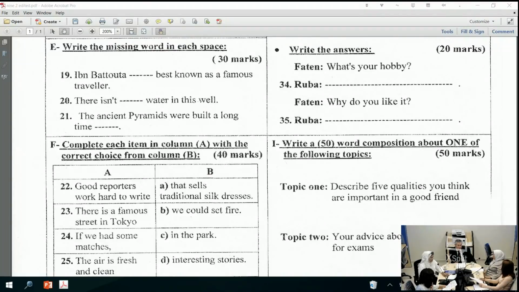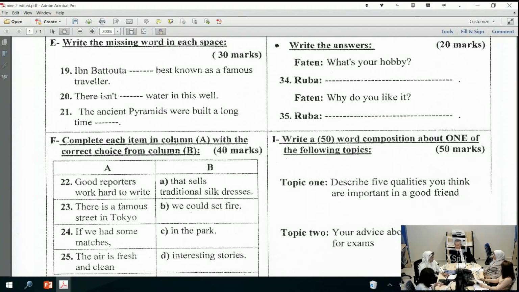And "one" is capitalized to tell the student we don't want both. Some students write two compositions because they think they need to write about both. Only one. They are going to correct the first one, and the second is not going to be corrected. In this exercise, we have: describe 5 qualities you think are important in a good friend. The second topic is your advice about how to prepare for exams.